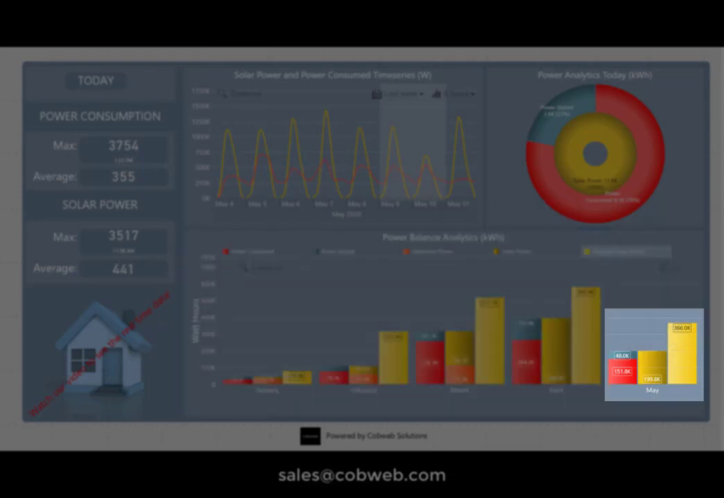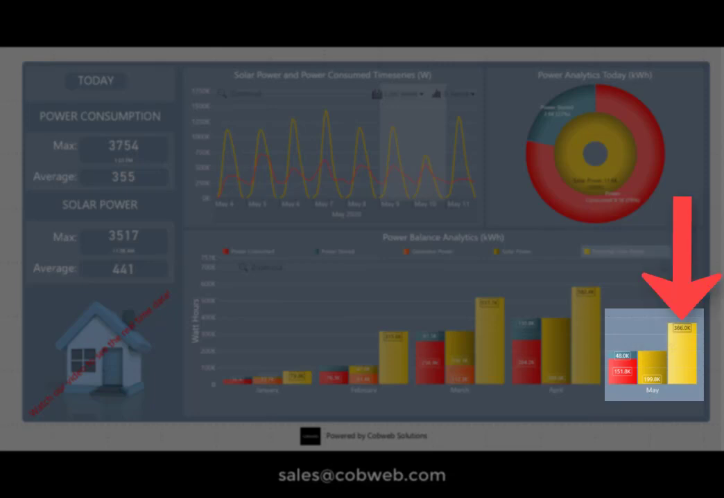So if we look at May, for example, we've got 151 kilowatt hours being consumed and roughly 48 kilowatt hours being stored in the battery. And the total of that is effectively the solar power that's come in because there was no generator used in May.